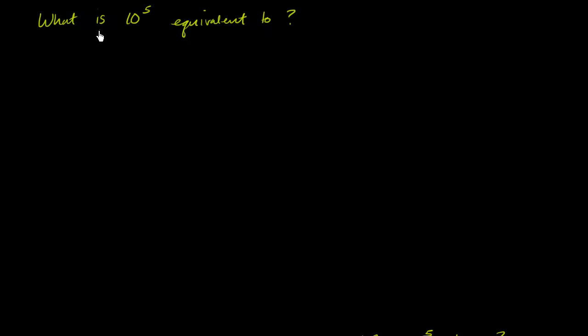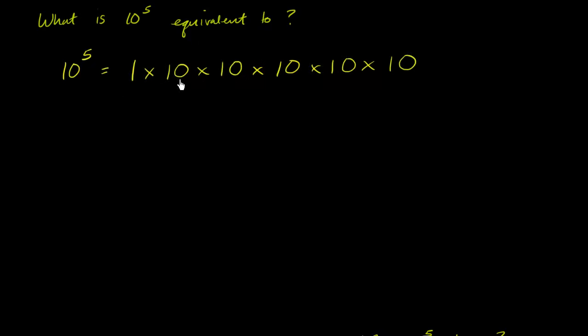We are asked, what is 10 to the fifth power equivalent to? Well, 10 to the fifth power is the same thing as taking a 1 and multiplying it by 10 5 times. So let's do that. So that's 3, 4, and 5. So it's 1 times 10 times 10 times 10 times 10 times 10. Notice 1, 2, 3, 4, 5.